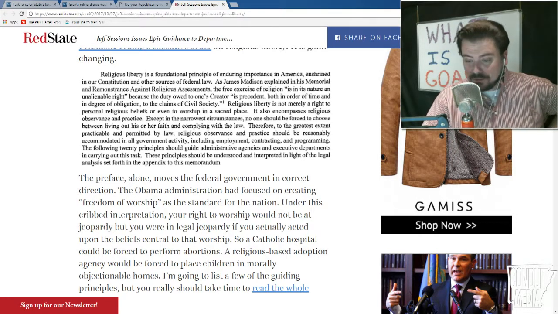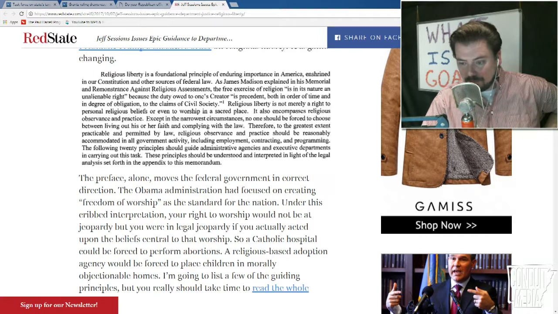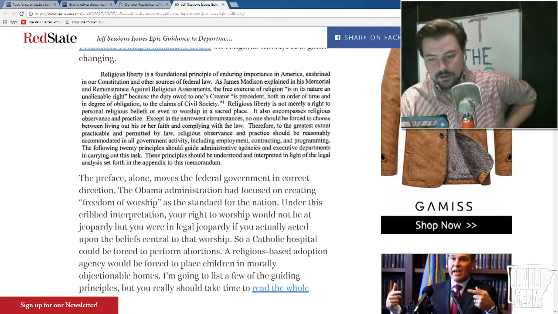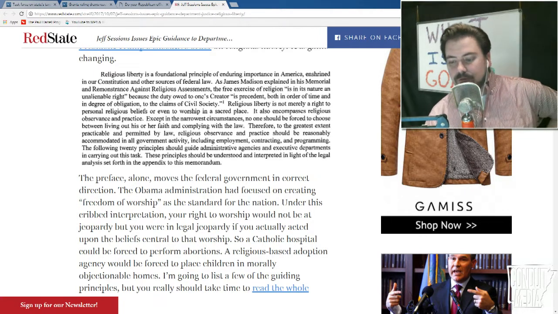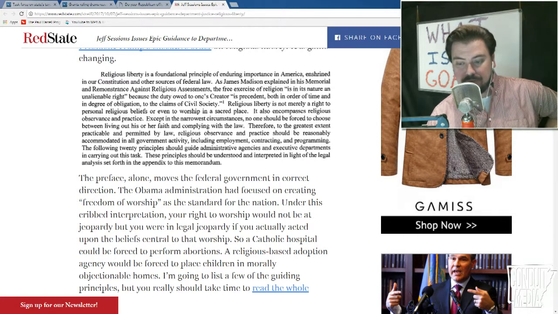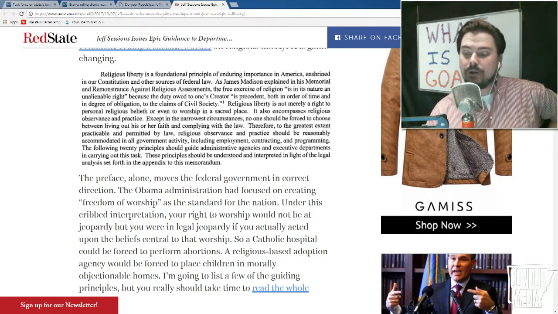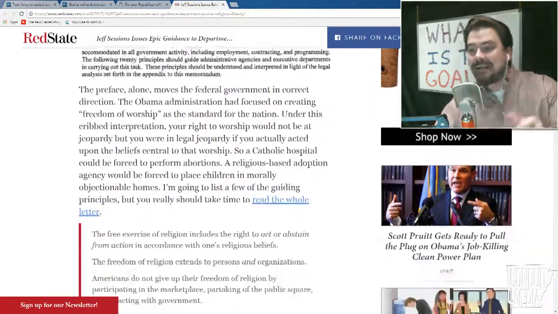Let's go over some of the principles here. This is incredible to me. The principles. The free exercise of religion, Jeff Sessions, includes the right to act or abstain from action in accordance with one's religious beliefs. The freedom of religion extends to persons and organizations. Americans do not give up their freedom of religion by participating in the marketplace, partaking of the public square, or interacting with government.